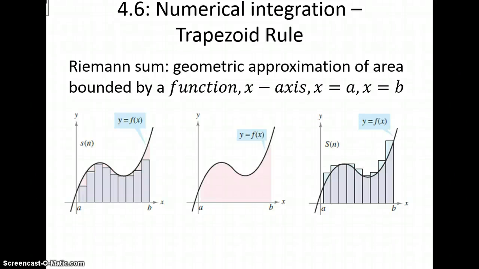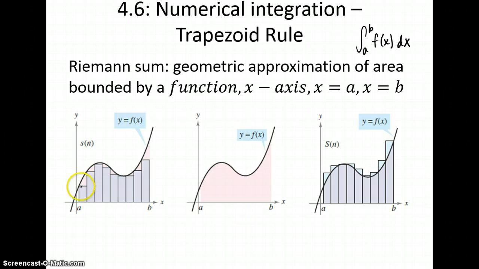Okay, our last lesson in chapter 4 is our final technique to approximate a definite integral: the trapezoid rule. Recall that a Riemann sum, and don't worry about copying this down if you don't print out the notes, you already have these in your notes, is a geometric approximation of a definite integral, of some area bounded by the vertical lines x equals a and x equals b, some function, and the x-axis.